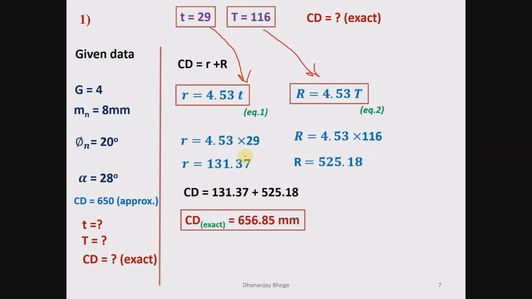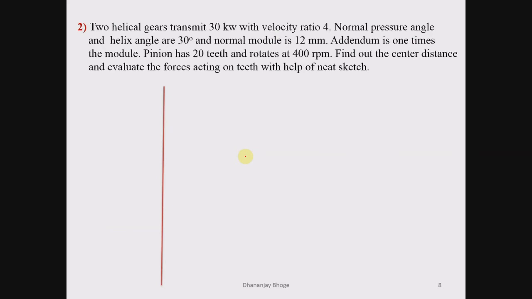Very good. So now write down this numerical, numerical number 2. Two helical gears transmit 30 kilowatt with velocity ratio of 4. I will read the problem statement, then we will proceed with the solution. Two helical gears transmit 30 kilowatt with velocity ratio of 4. Normal pressure angle and helix angle both are given as 30 degrees. Normal module is specified as 12 millimeters.